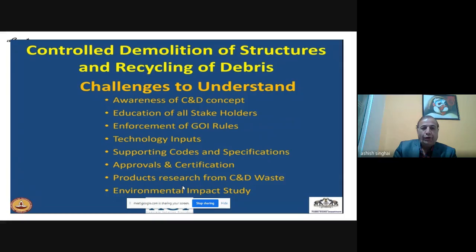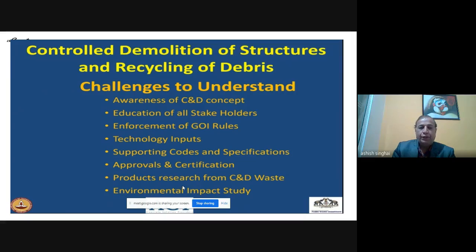So there has to be a good amount of awareness spread for the C&D concept among all the stakeholders. Government has to encourage it, and it has to be made mandatory, at least for government department works. The technology transfer has to be very smooth, because we have live examples available from other advanced countries. In India also, it started in a very small manner, but it needs to be expanded.